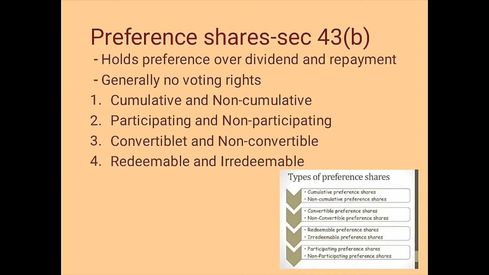The fourth and the last classification is redeemable and irredeemable preference shares. Redeemable preference shares can be claimed or repurchased by the issuing company. This can happen at a predetermined price and at a predetermined time. Irredeemable shares do not have a maturity date, which means these types of shares are perpetual. So companies are not bound to pay any amount after a fixed period.